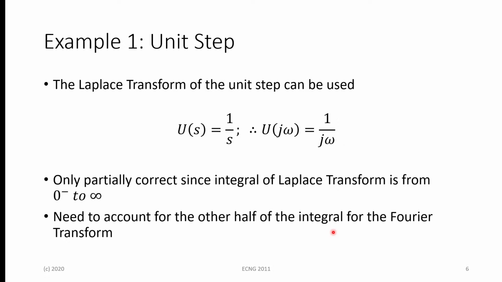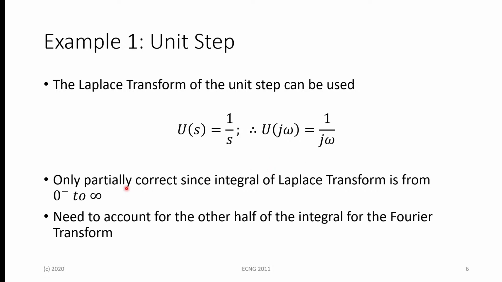So you can actually use the Laplace transform to do half of the work required in solving for the Fourier transform. We know from the unit step that the Laplace transform will be 1 on s. And if we say s is equal to j omega to map the Laplace to the Fourier, that means we can just say u of j omega will be 1 on j omega. But this is only partially correct, because remember the Laplace transform integral limits only go from 0 negative to positive infinity, whereas the Fourier transform limits go from negative infinity to positive infinity.